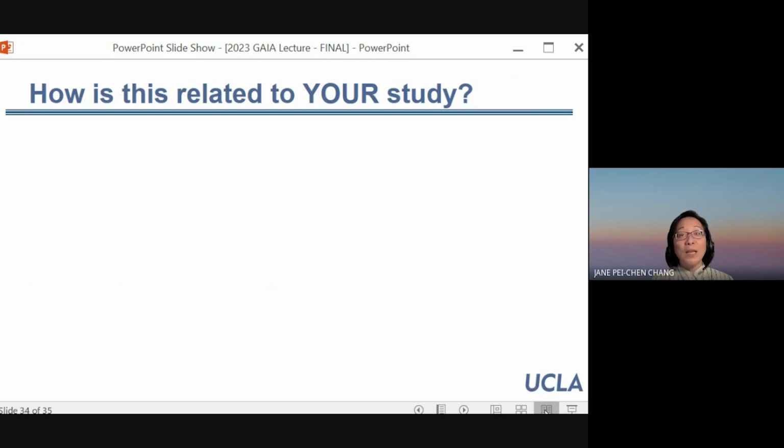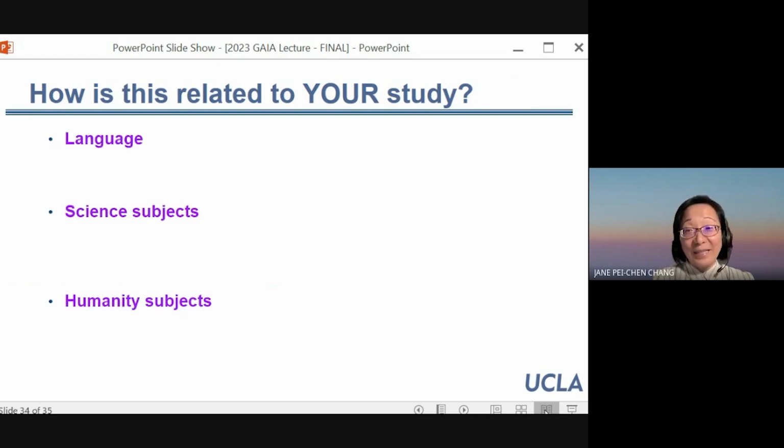And how is this related to your study if you are a high school student? I asked the organizers to send me a current high school curriculum from Taiwan. I think this is what you are currently studying, right? You're taking language classes, science, and humanities subjects. For language, clearly you're taking Chinese and English, but I would say in the 21st century, programming is a language. It's just like having a second language.